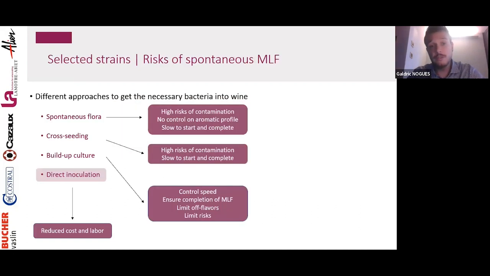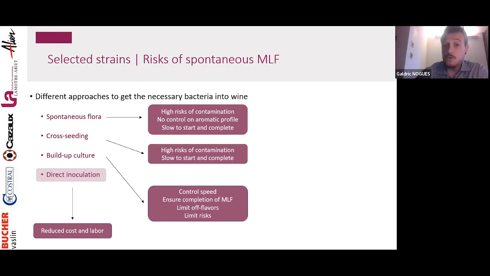So this is why we need to think about how we can use the malolactic bacteria. If I use a selected strain or if I take the risk of the spontaneous malolactic fermentation, because you can use a spontaneous flora, which is indigenous from the wine, but it can have risk of contamination. You don't have any control on the aromatic profile as well. So if it does volatile, then you will have volatile in your wine. There is no exit for this.